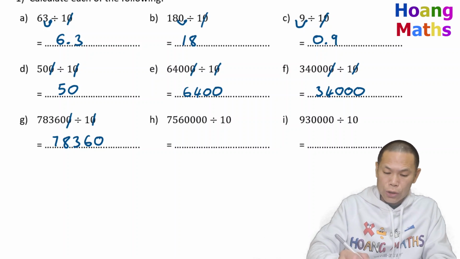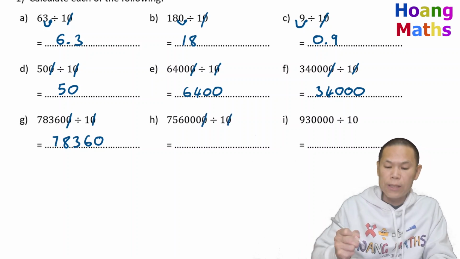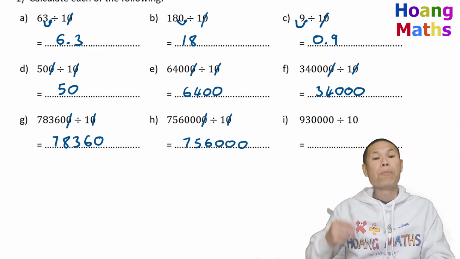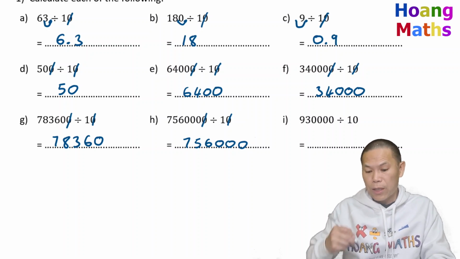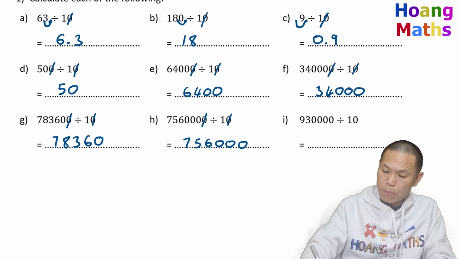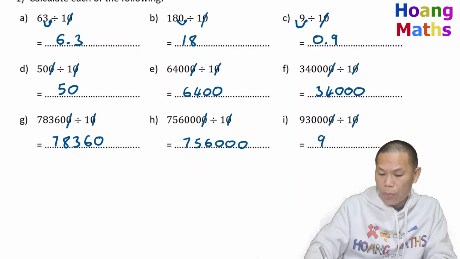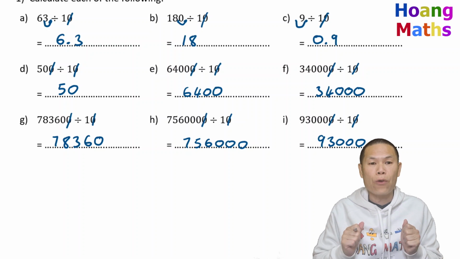Part H. So we divide by 10. Again, we just cancel this 0 with this 0. So the answer is 756,000. Part I. So we have 930,000 divided by 10. We just simply cancel this 0 with this 0. So that means 93,000. There you go. And I hope you got all of them correct.